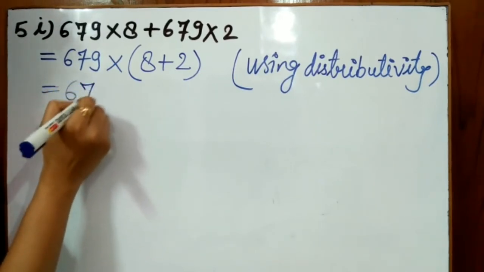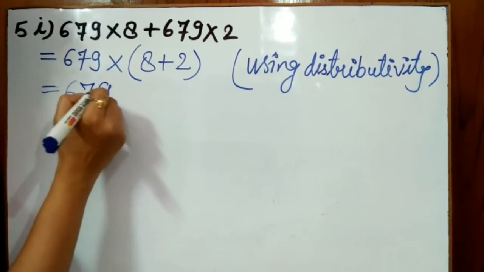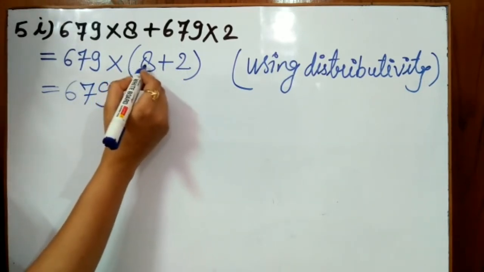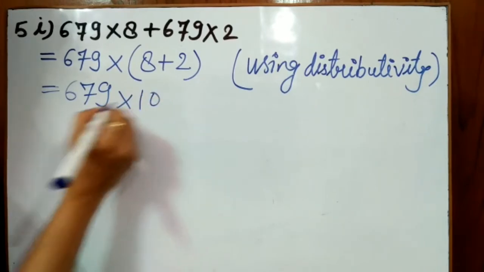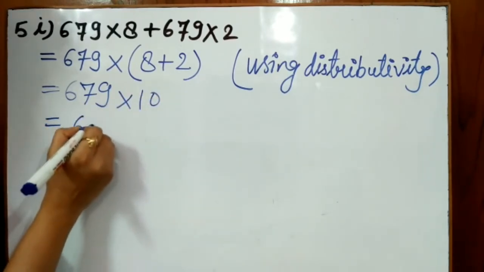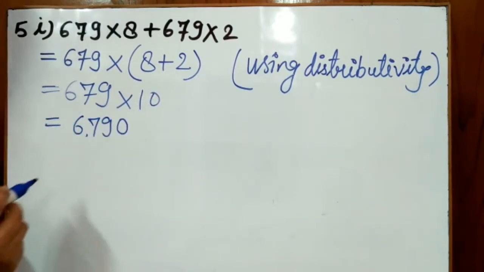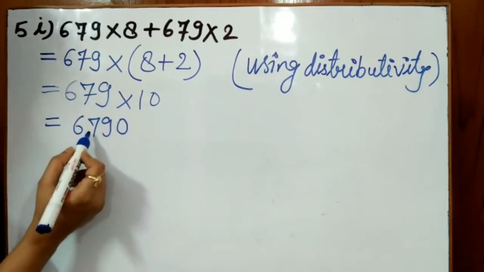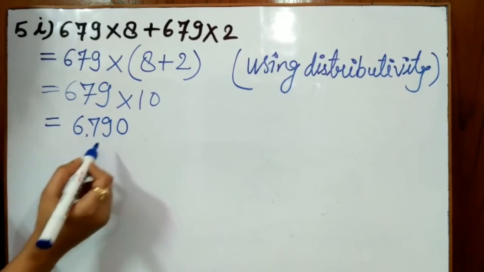Now, we will write 679 as it is. Now, we will solve the bracket. 8 plus 2 is equal to 10. Now, we will multiply these two numbers. After multiplication of these two numbers, we will get 6790. It is your answer.